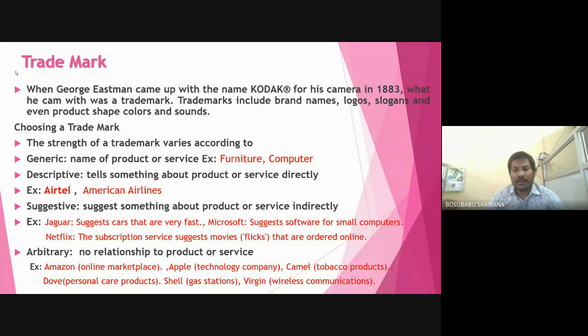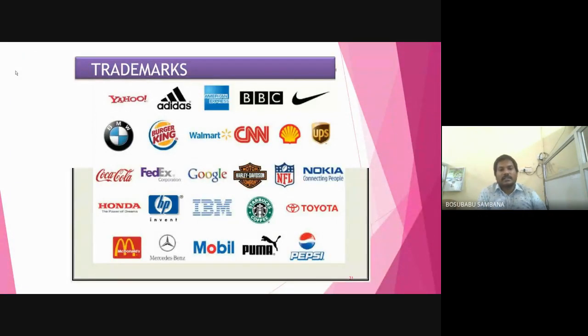Suggestive trademarks tell something about the product or service indirectly. They give a particular brand image of your work or product. Arbitrary trademarks have no relationship to the product or service, like Amazon, Apple, Camel, Dow, Shell, Virgin Communications. Here, Yahoo. These are popular trademark symbols, trademark granted symbols.